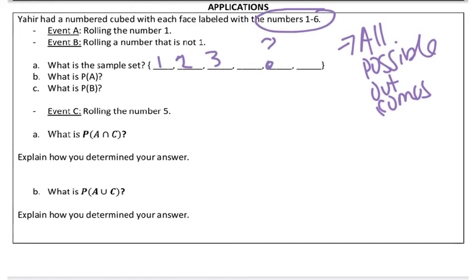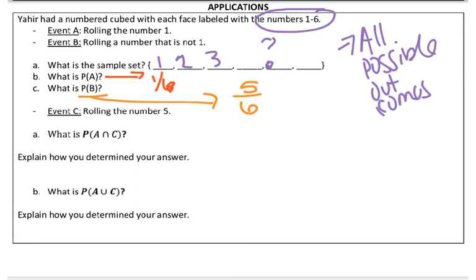So what is the probability of event A here? The probability of him rolling the number 1 has a 1 out of 6 chance. This is a 6, sorry. And the probability that he rolls a number that is not 1? Well, how many numbers are not 1? There are 5 numbers that are not 1. So the probability of that happening is actually 5 over 6. And notice that this includes everything in the sample set.